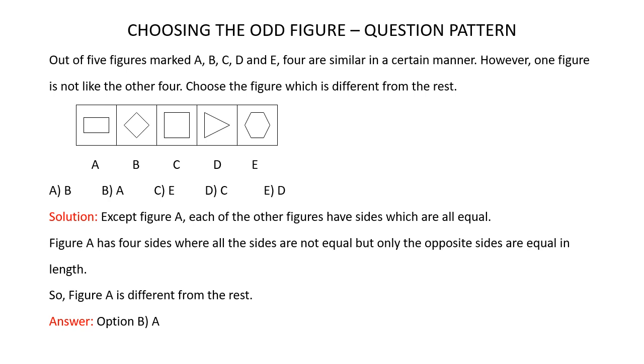Now, when you look at these five figures, you'll notice that excepting for figure A, each of the other figures have sides which are all equal. Now, figure A has four sides where all the sides are not equal, but only the opposite sides are equal in length. So, figure A is different from the rest. So, the correct answer is option A.